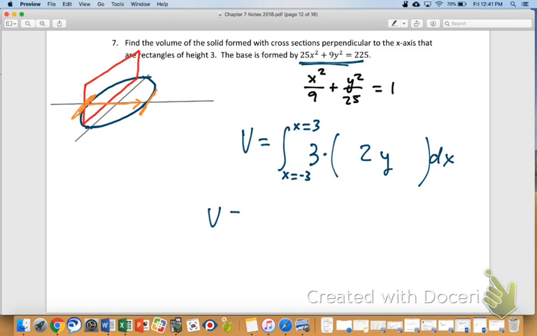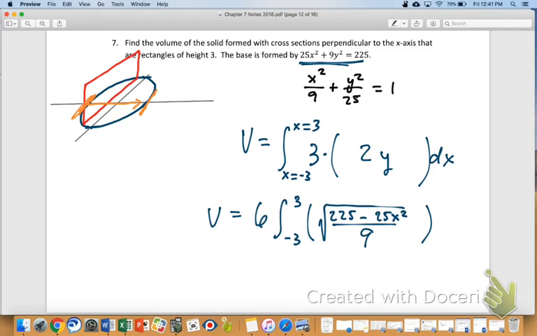So it'd be volume equals, check this out. What if I did this? 6 integral from -3 to 3. Make sense? Get the 2 and the 3 out of there. And then the y would just be the square root of 225 minus 25x squared over 9, right? dx.